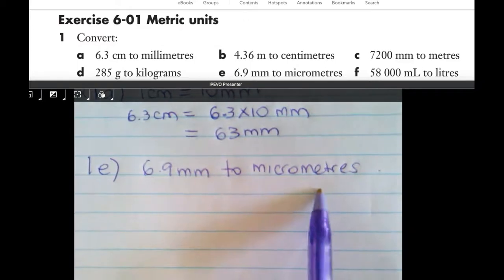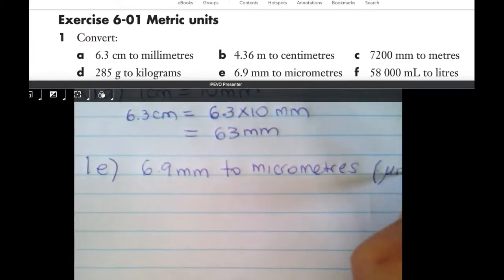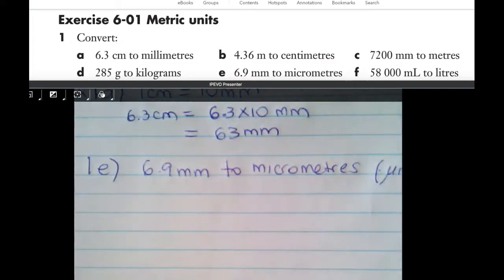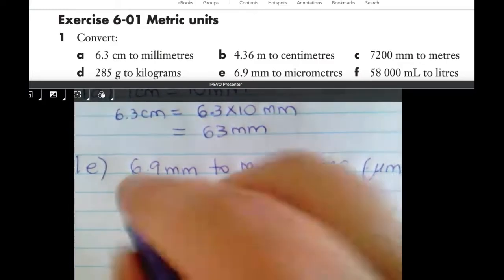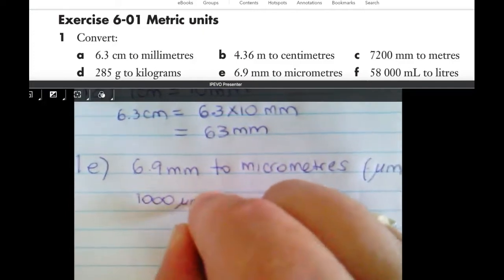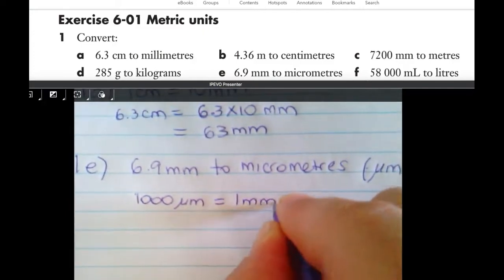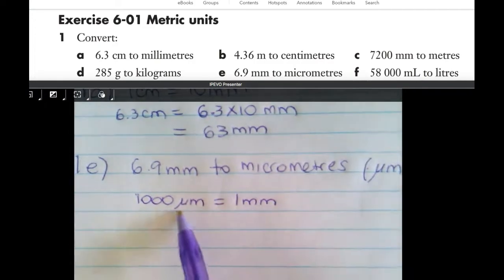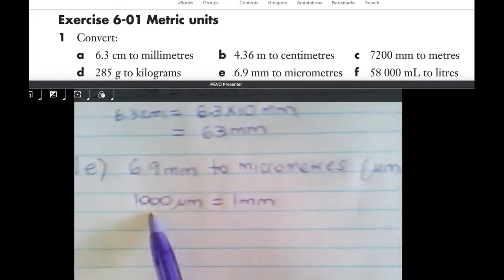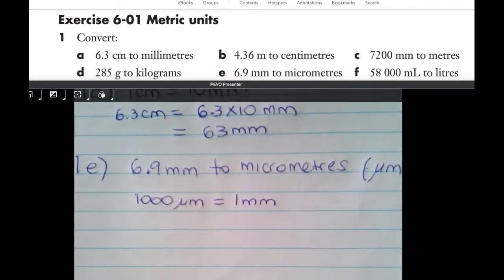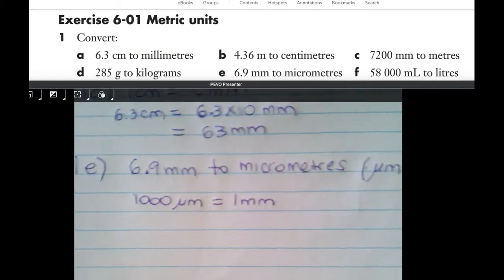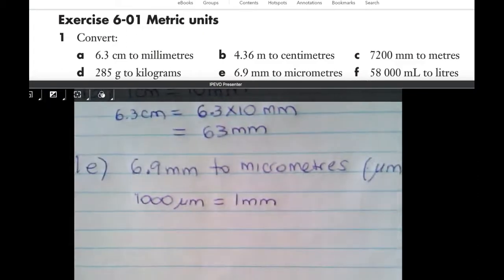Now, this one's very, very tricky. All right, micrometers, the symbol is like a U, a UM. That's the symbol for micrometers. But a micrometer is really small. So 1,000 micrometers is equal to 1 millimeter. So if 1,000 micrometers is equal to 1 millimeter, I've always got more micrometers than millimeters. The conversion is 1,000. Am I going to multiply by 1,000 or divide? Micrometers are smaller, so if I'm converting to micrometers, I've got a lot more micrometers.